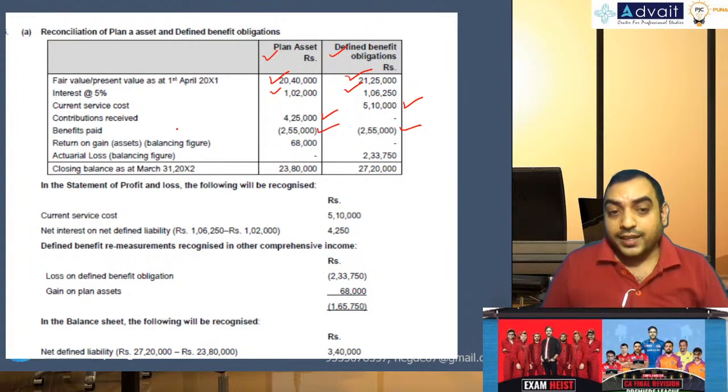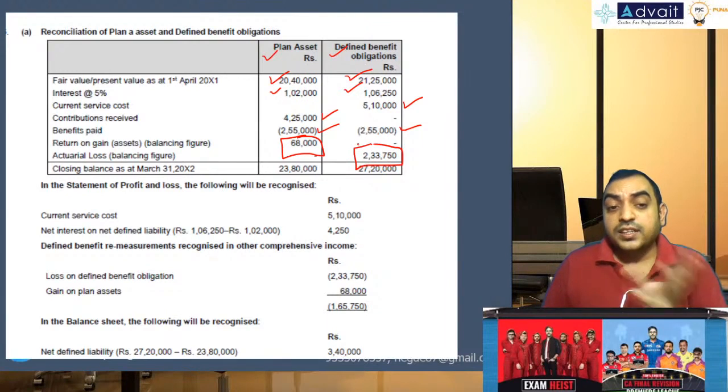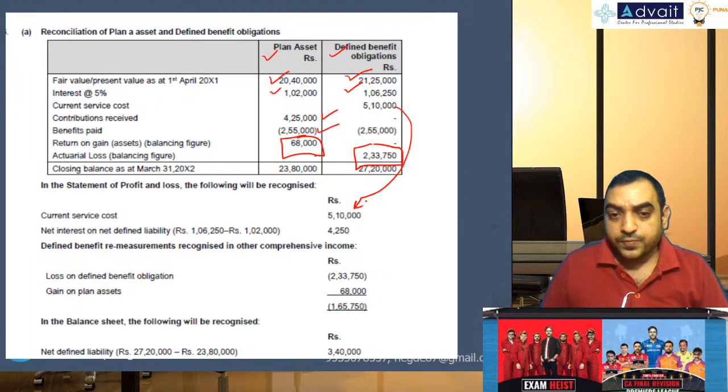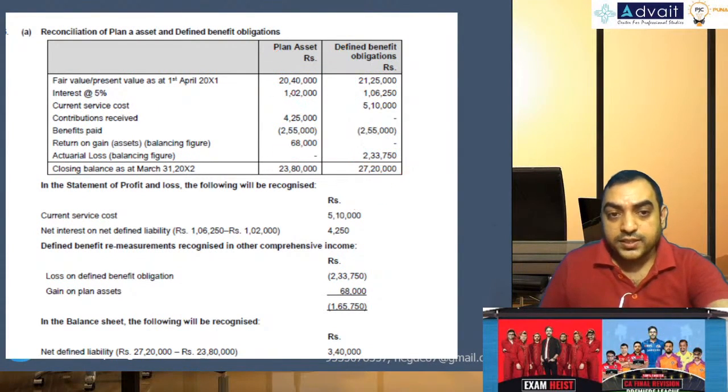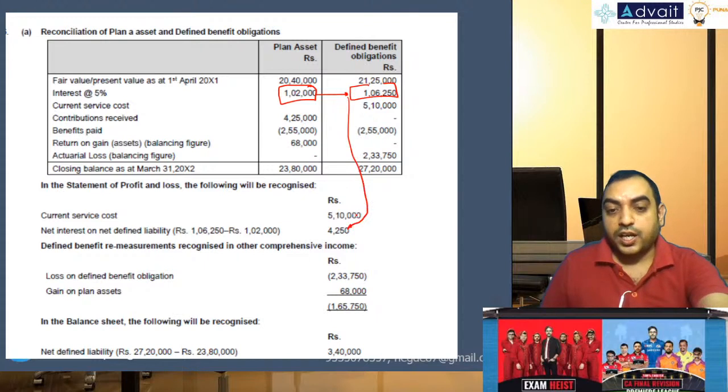Then return on plan assets is a balancing figure, actuarial loss is a balancing figure. Anyway, this is the remeasurement loss. This amount is the balancing figure, this amount is the balancing figure. These are remeasurement losses. Now what all goes to P&L account? This current service cost goes to P&L, and the net interest amount, that is, the difference between this 1,02,000 and 1,06,250, that will also go to P&L account.